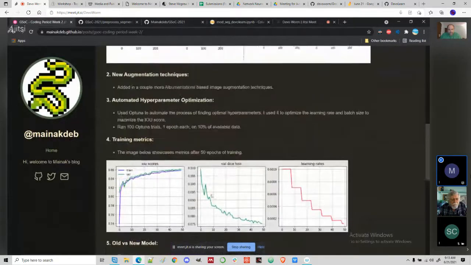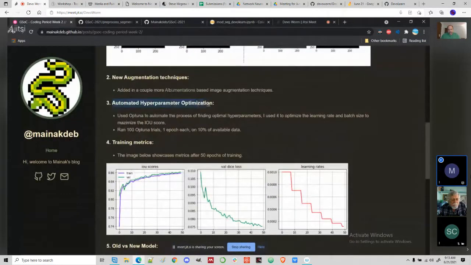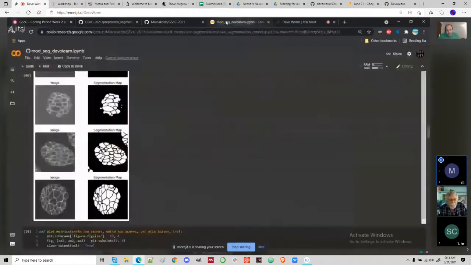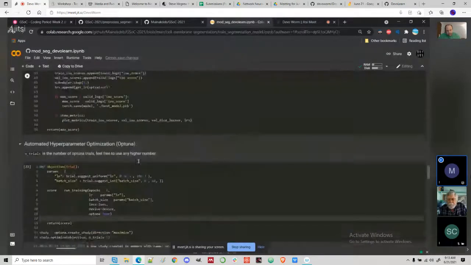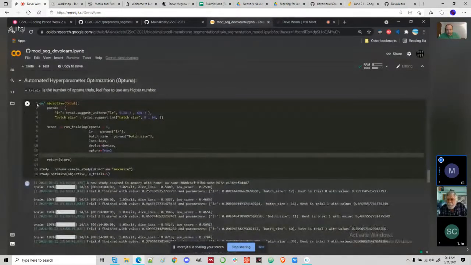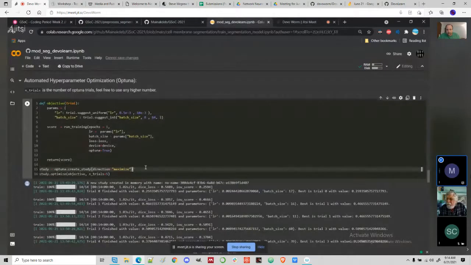Next is the automated hyperparameter optimization. I used a library called Optuna to automate the process of finding the optimal hyperparameters. I used it to optimize the learning rate and the batch size to get the maximum intersection over union score. To give you an example, this is the code for that, but I'll not look into it right now. I'll just tell you what it does.